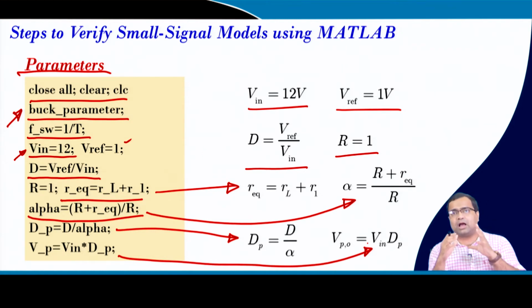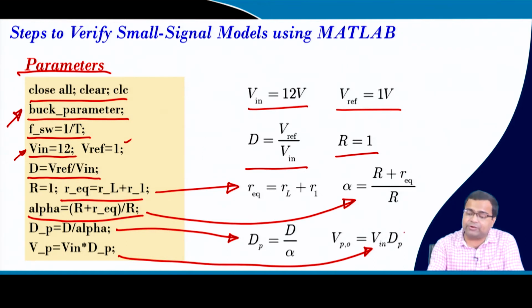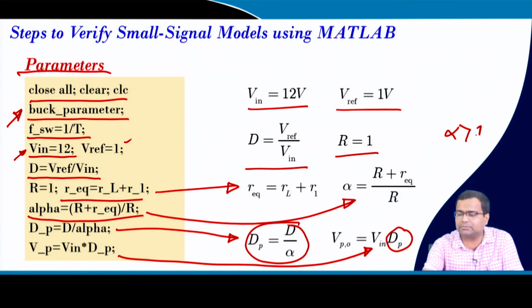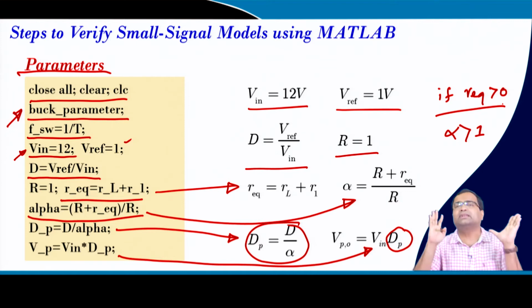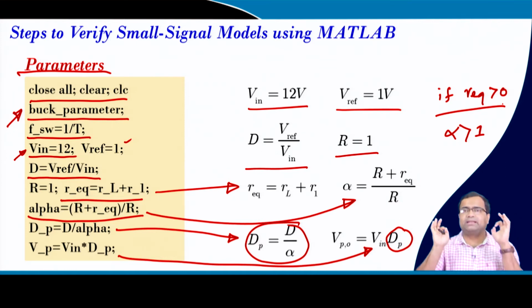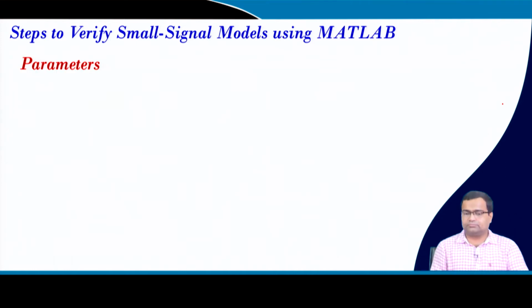So, the practical output voltage will be Vin into the practical duty ratio, which is here, and here alpha is greater than 1 if R equivalent is greater than 0, and that is true. In the ideal case, R equivalent is set equal to 0, and in that case alpha equals 1, but in practice alpha is greater than 1.